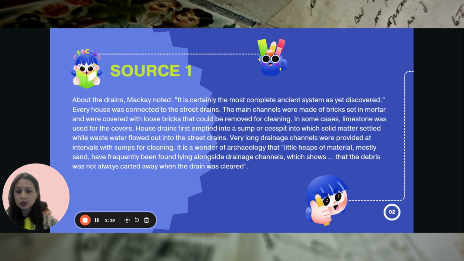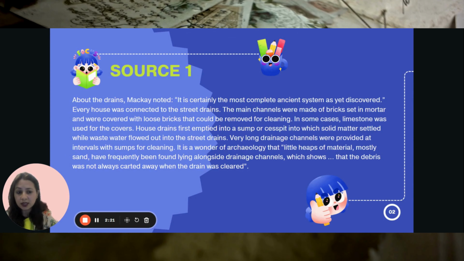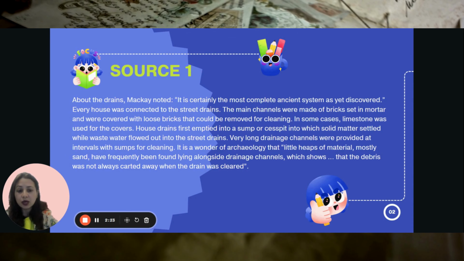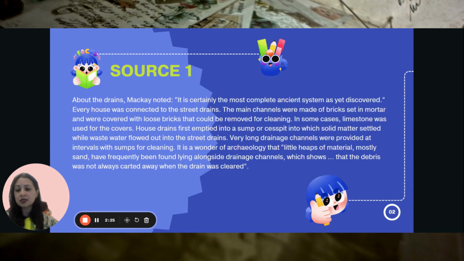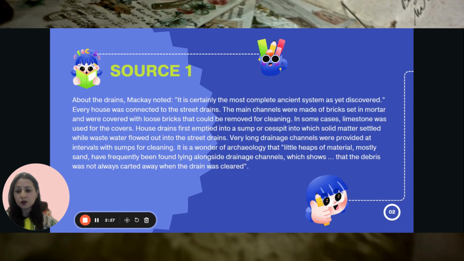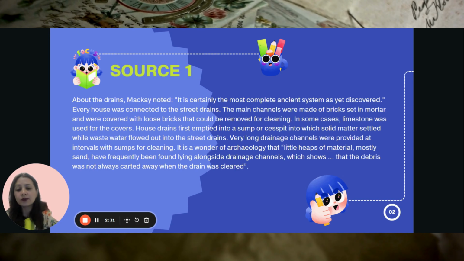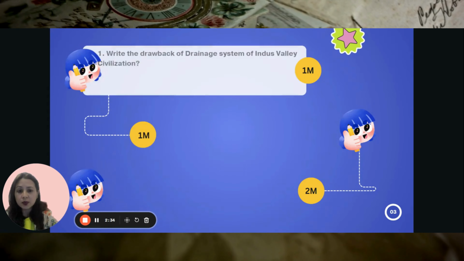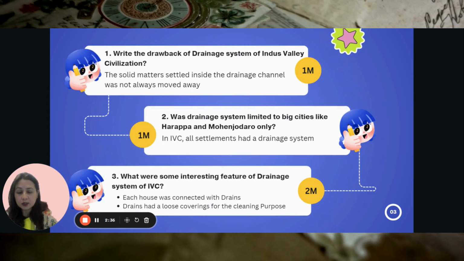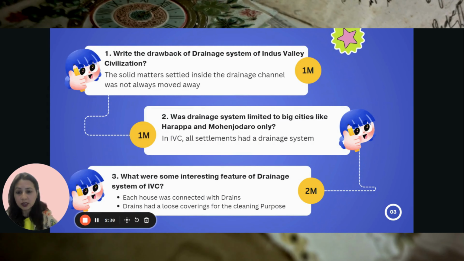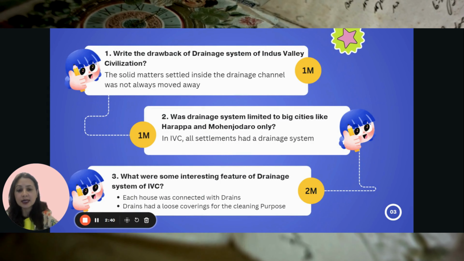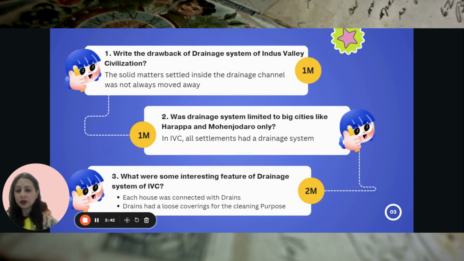Now, if you come to the source, please underline all the keywords that are coming. And then finally, when you come to the last line, you will get the disadvantage. So the disadvantage was that the solid material was not always cleared from the drains. The answer is being written in my own words: the solid matter settled inside the drainage channel was not always moved away.